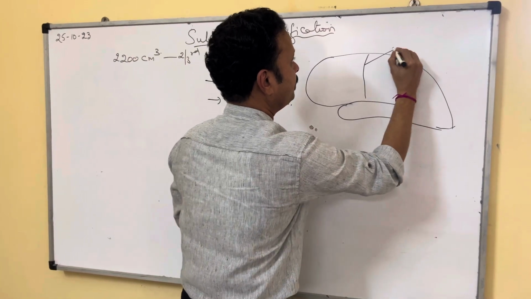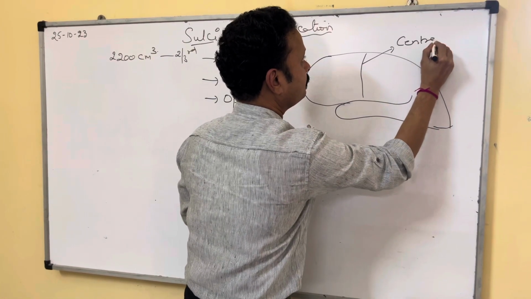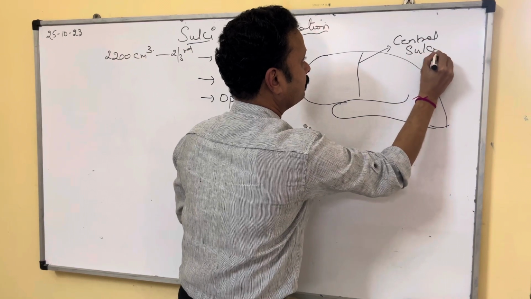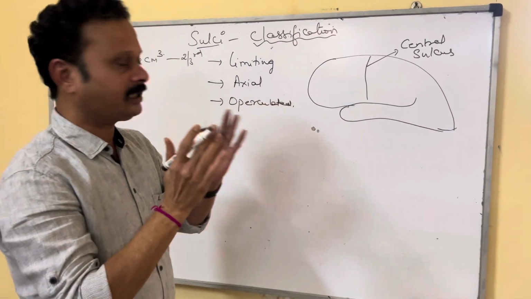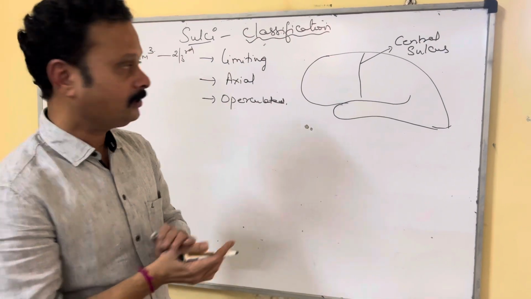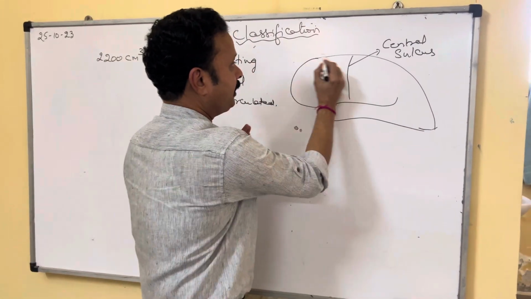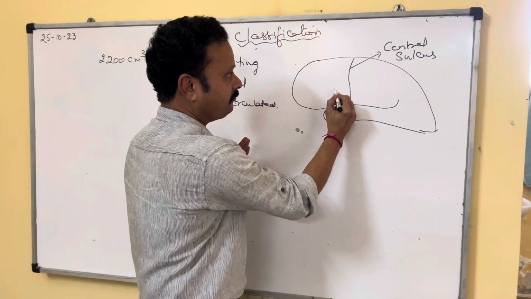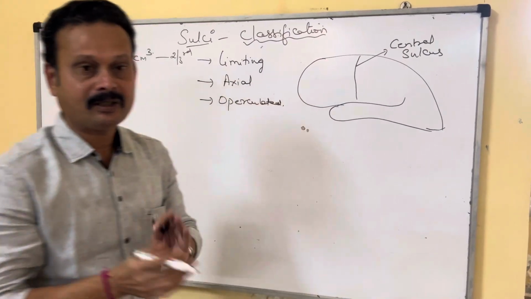So this one is the central sulcus, which is a classical limiting sulcus, separating the agranular motor cortex in front from the sensory cortex behind.